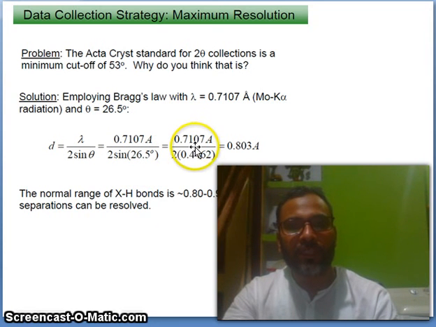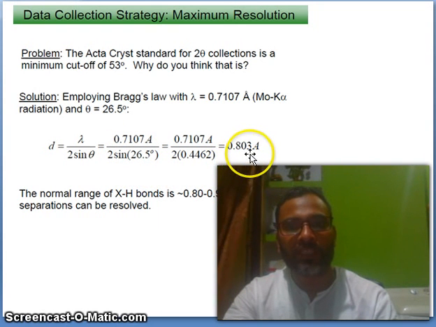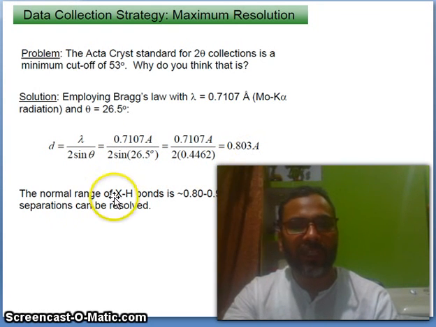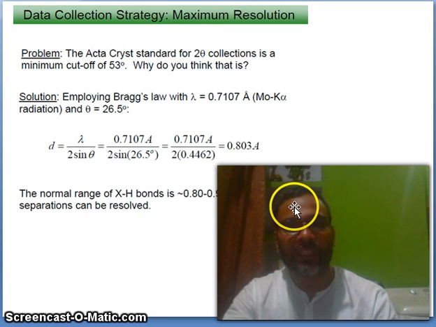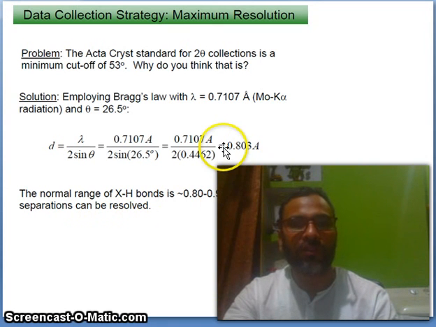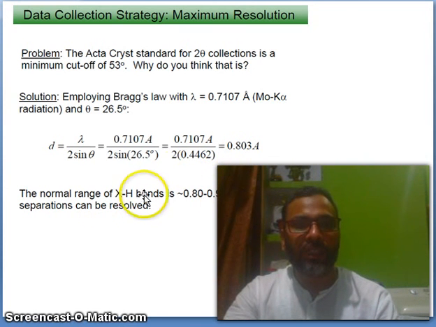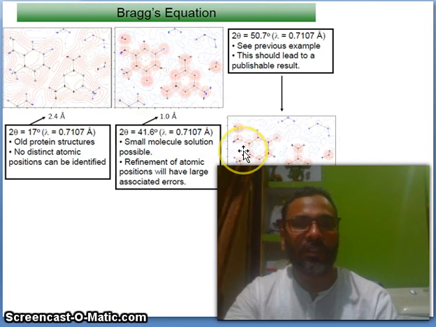d equals 0.7107 angstrom divided by 2 times 0.4462, which is the value of sine 26.5 degrees. Then you will get 0.803 angstrom. The normal range of an X-H bond is 0.80 to 0.95 angstrom. At 53 degrees, these separations can be resolved. So the X-H bond you can resolve.